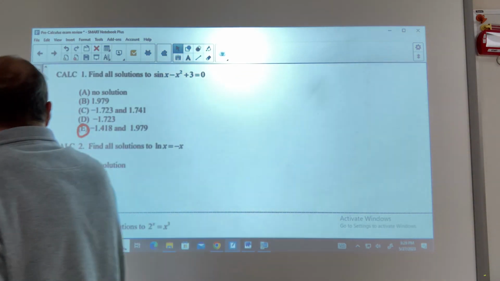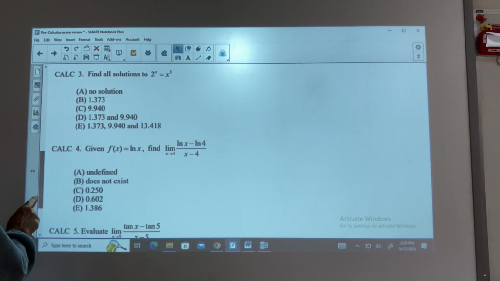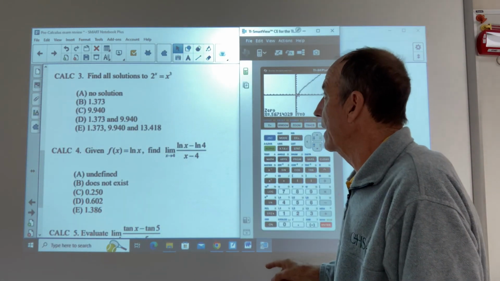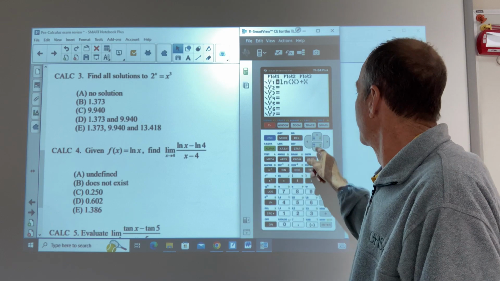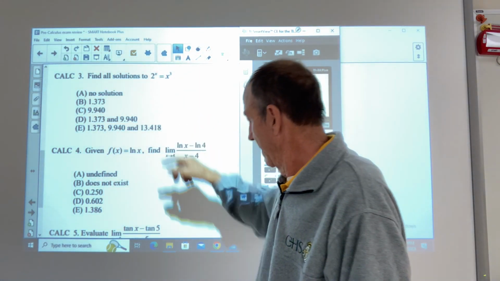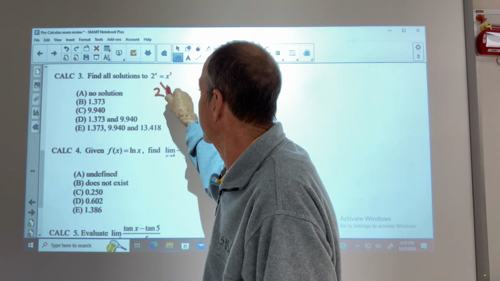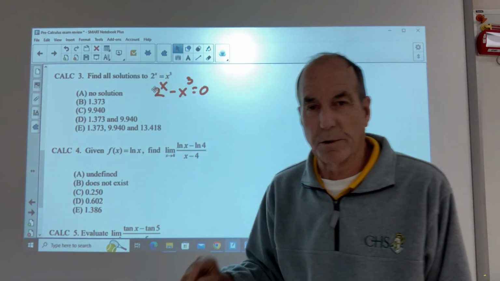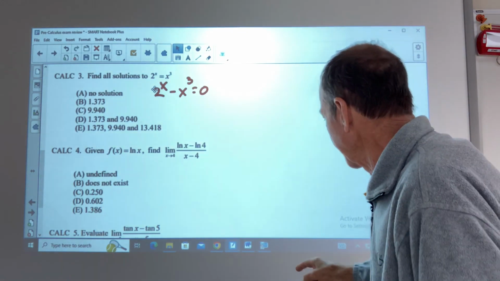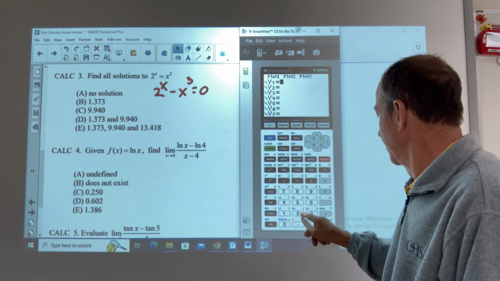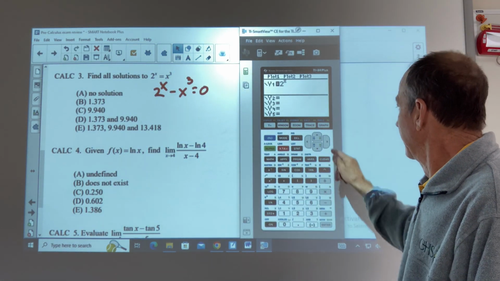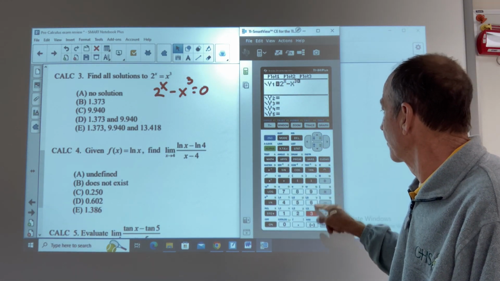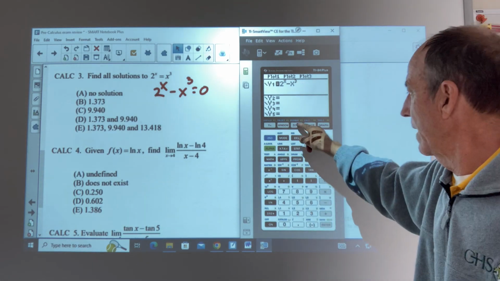Okay, so let's look at number 3. All the solutions to this one. So again, we're going to go to our calculator. We want to move everything to one side. So think of, I'm going to type in the 2 to the x minus the x cubed is equal to 0, because that's what I want to do. I want to find the zeros of the function. So y is equal to 2 raised to the x power, and then minus the x raised to the 3rd power. Okay, so here's the graph, zoom 6.